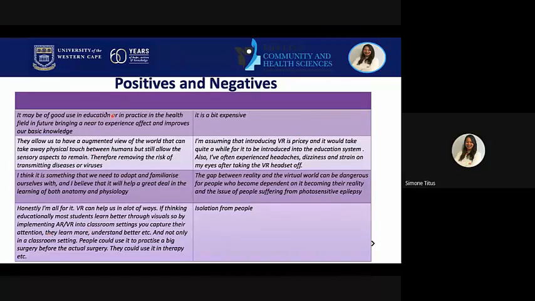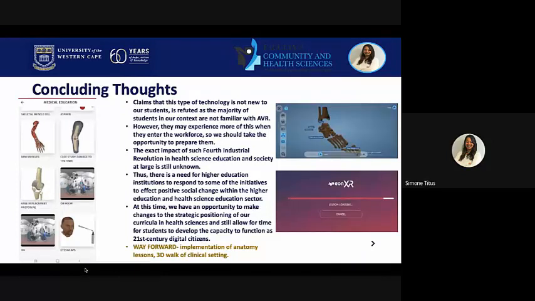But I think the positives seem to outweigh the negatives, because many students are saying it would allow them to think about and visualize some of the applications or assets that they would not ordinarily see. And it would be a good place for them to practice certain therapies before they actually do it on real patients. There are just some concluding thoughts and my way forward.